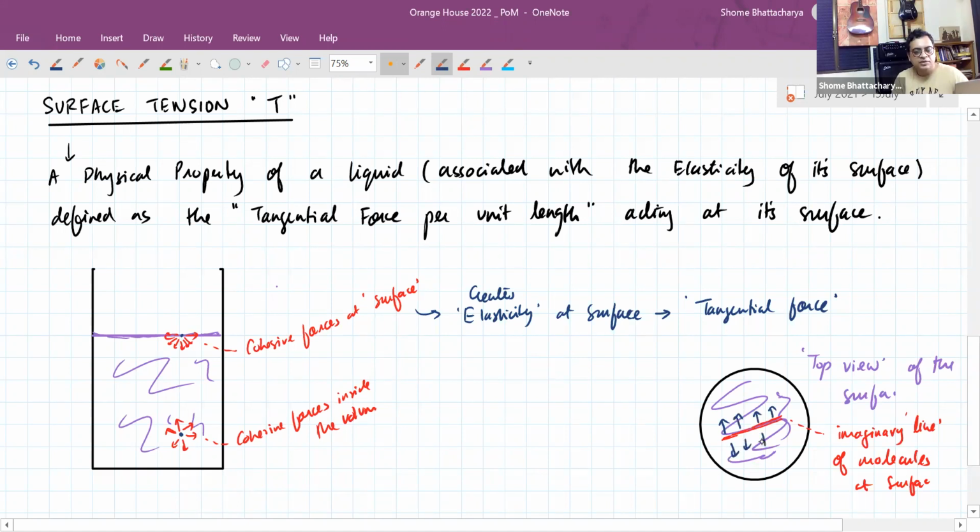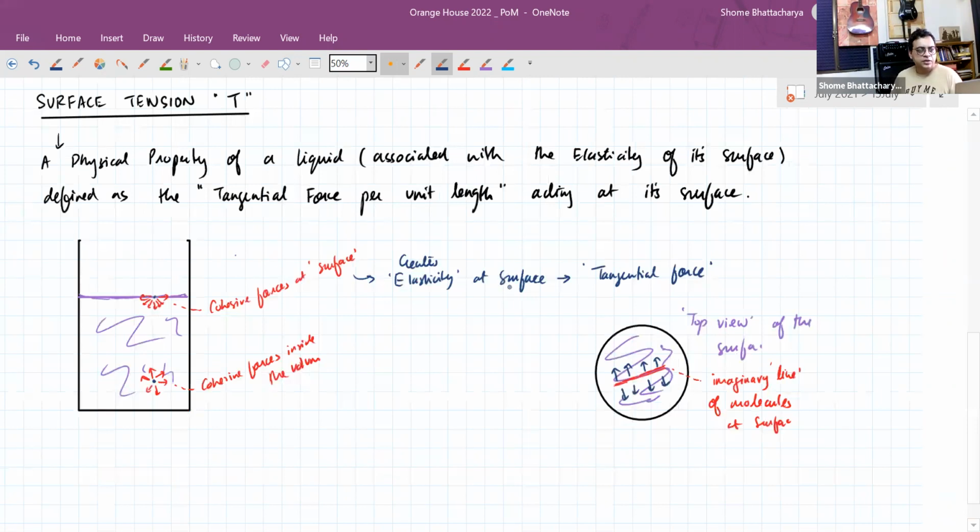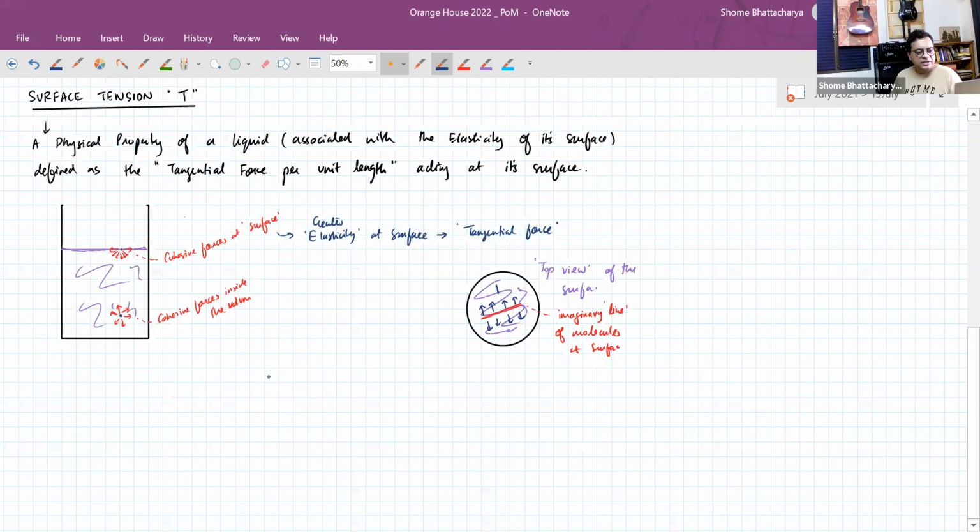Just imagine the surface to be like an elastic material, a thin membrane stretched out at the surface. So like such an elastic material stretched out at the surface, like a thin rubber membrane, it experiences tangential force because of being stretched out and its internal elasticity. The same kind of thing happens over here. So this force per unit length acting at the surface, okay, this force is the force due to surface tension. So we define the surface tension as the mechanical property or the physical property of this liquid as tangential force per unit length.